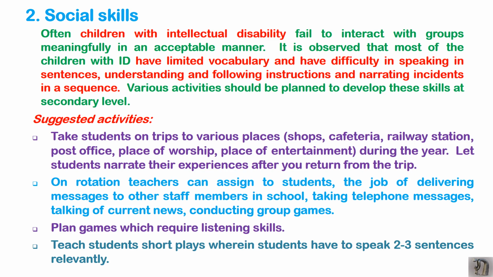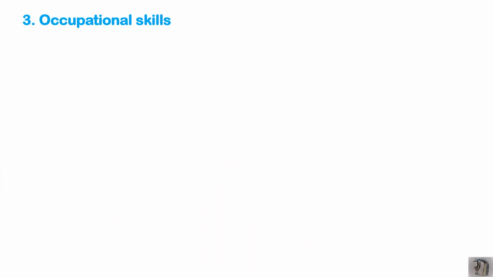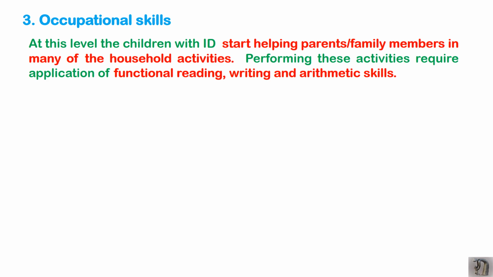Okay, so let us move to the next domain called occupational skills. Now see, at this level the children with ID start helping their parents and family members in many household activities. Occupational skills means some kind of activity done at home and some sort of job. Performing this activity requires an application of functional reading, writing, arithmetic. Without functional reading, writing, arithmetic, occupational skills cannot be engaged.